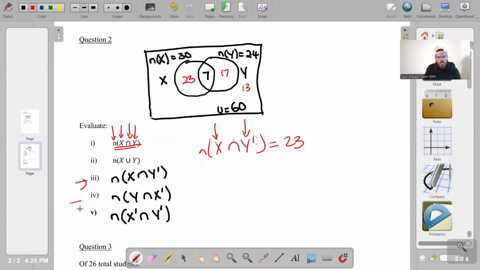Let's go to number 4 now. We want the number of elements that can be found in Y. Once again, you see the and sign again, and not in X. So what I want here, read it again to yourself. We want the number of elements in Y. So where's the Y bubble? Somebody tell me where the Y bubble is. The Y bubble is here.